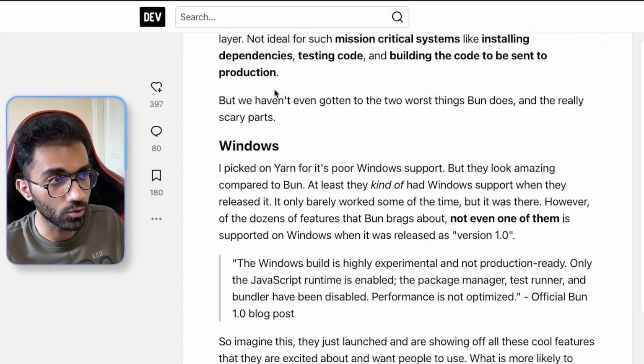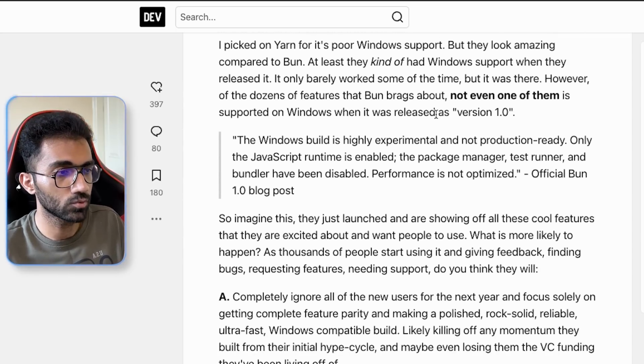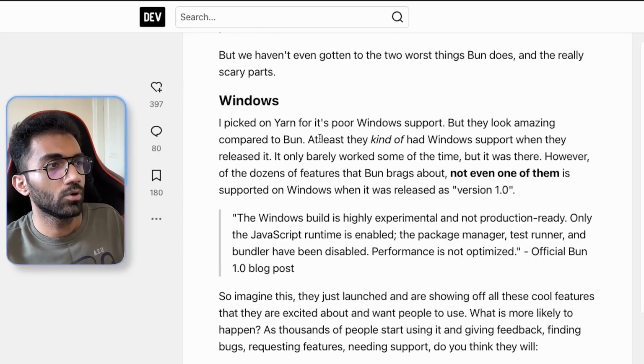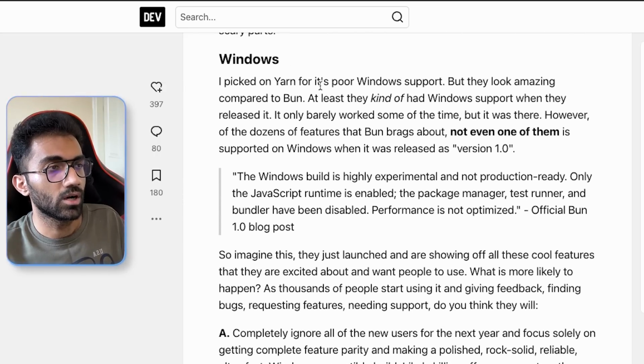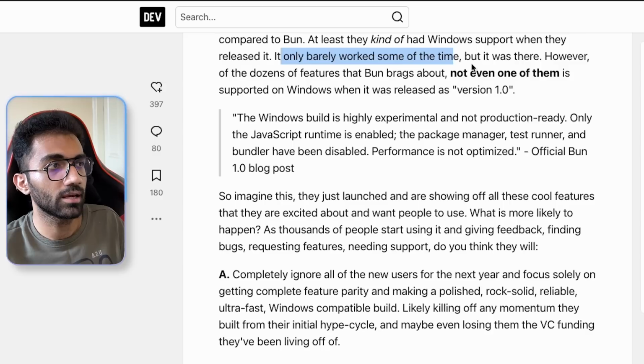So yeah, so far there are some things which are right, some things which are wrong, but we haven't gotten to one of the two worst things that Bun does and the really scary parts. The first one is Windows. I picked on Yarn for its poor Windows support, but they look amazing compared to Bun. At least they kind of had Windows support. It only barely worked some of the time, but it was there.